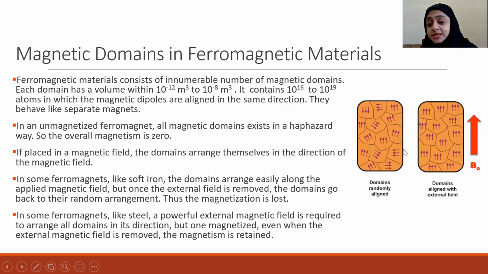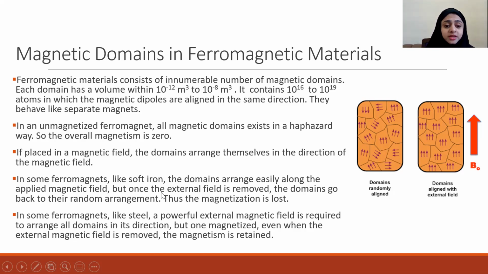Now, when you place this material in an external magnetic field shown as B naught in this figure, all the magnetic domains get aligned in the direction of this applied magnetic field. So they act as a strong magnet. So in an unmagnetized ferromagnet, all the magnetic domains exist in a random way. So the overall magnetism is zero. If placed in a magnetic field, the domains arrange themselves in the direction of the magnetic field.